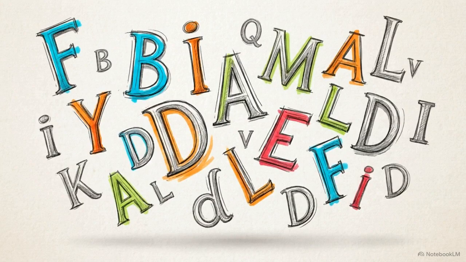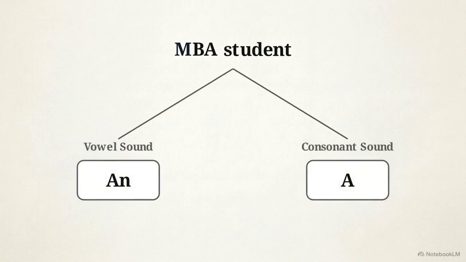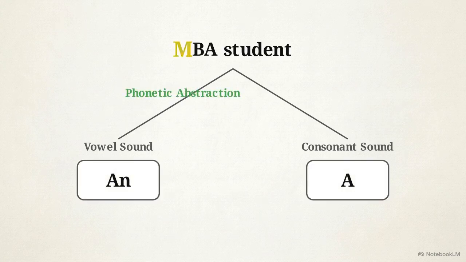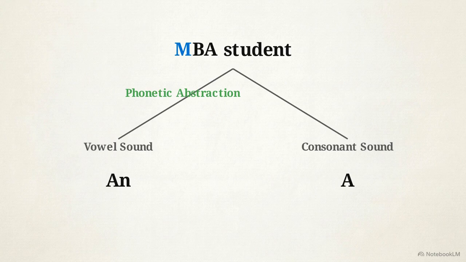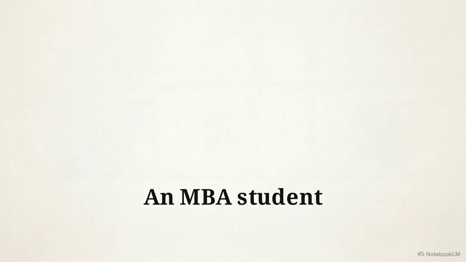The algorithm faces a different challenge with a class of words that breaks standard reading logic, acronyms and initialisms. We input the phrase MBA student into the tree. Visually, M is a hard consonant. Here, we apply the rule of phonetic abstraction. With initialisms, the algorithm evaluates the pronunciation of the letter's name rather than the sound the letter typically makes in a word. Breaking down the spoken name of the letter M reveals that it actually begins with a short E sound, "em." The starting vowel sound forces the algorithm to route left, resulting in an MBA.